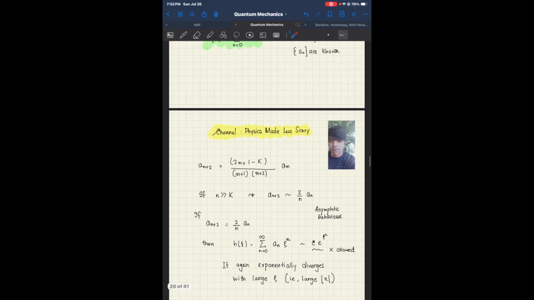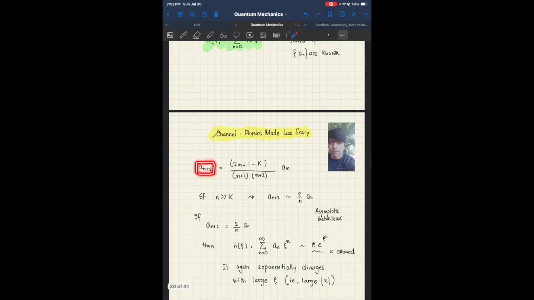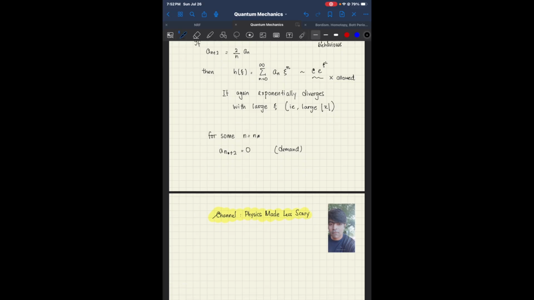If this particular component vanishes, then this series truncates, right? Because a_{n*+4} is a multiplicative factor of a_{n*+2}, as we see from this equation. If a_{n*+2} is 0, so is a_{n*+4}, so is a_{n*+6}, right? So if this is 0, then all these coefficients, a_{n*+2m}, say m equal to 0, 1, 2, 3, they're all 0, right?